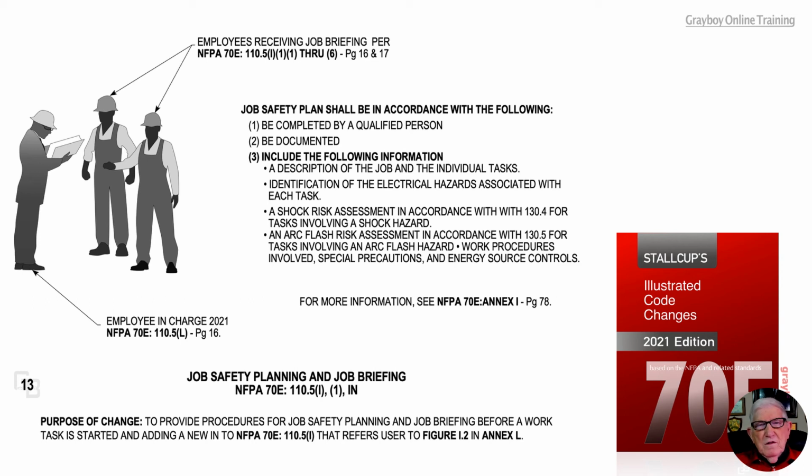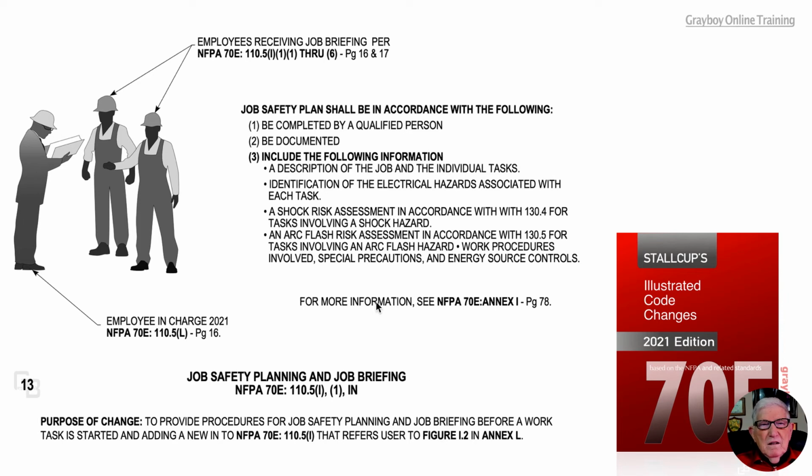This illustration deals with job briefing and planning. Now notice the purpose of change. The purpose of change was to provide procedures for job safety planning and job briefing before a work task is started, and adding a new informational note to 70E 110.5L that refers the user to Figure L.2 and the Annex L in 70E and the back of 70E.